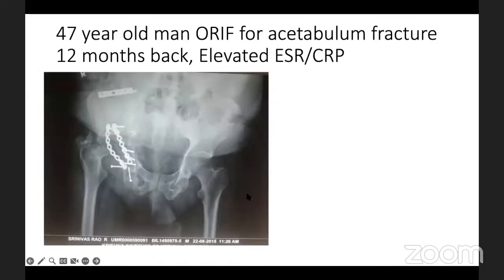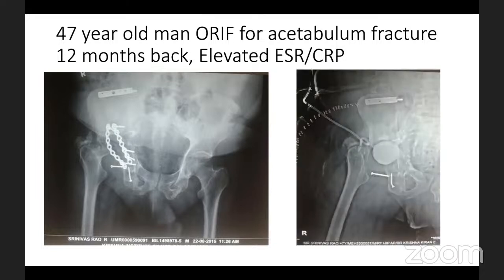This is a 47-year-old man who was multiply injured, a case of polytrauma, and the index surgery was done somewhere else. He presented to us for the first time 12 months after the injury with this X-ray. He had other injuries apart from the acetabulum fracture: both tibia, one radius, one forearm, one humerus as well. His main complaint was pain in the right, operated hip, and his ESR-CRP was elevated. As we can see, an attempt at fixation was done, but from the symptoms and everything, it was definitely a case of infected hip joint.